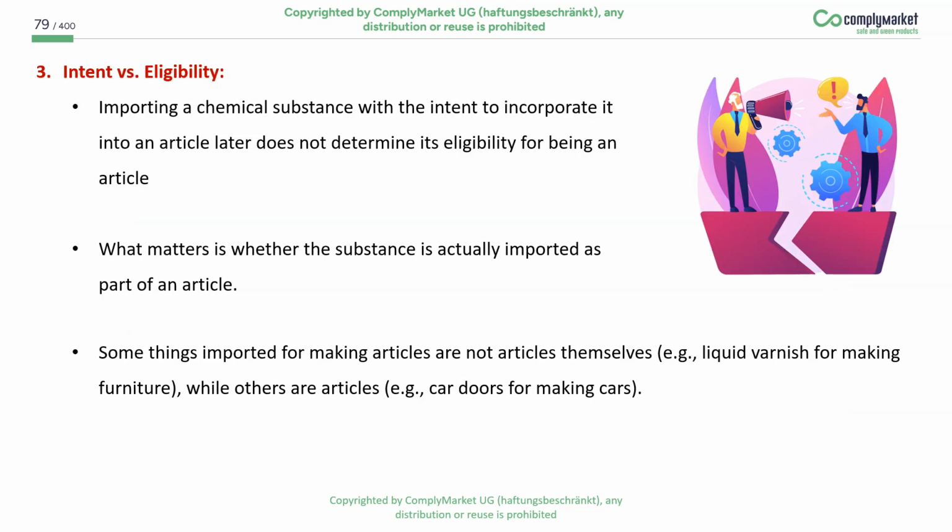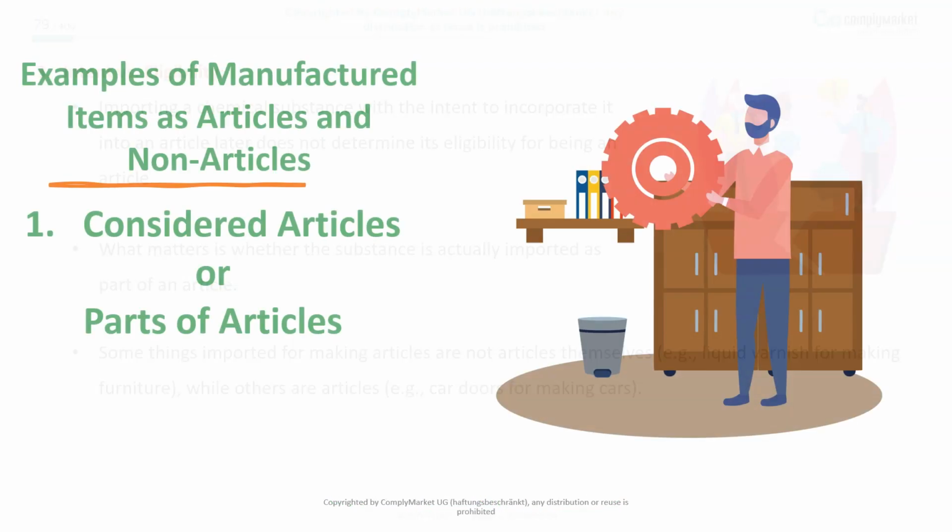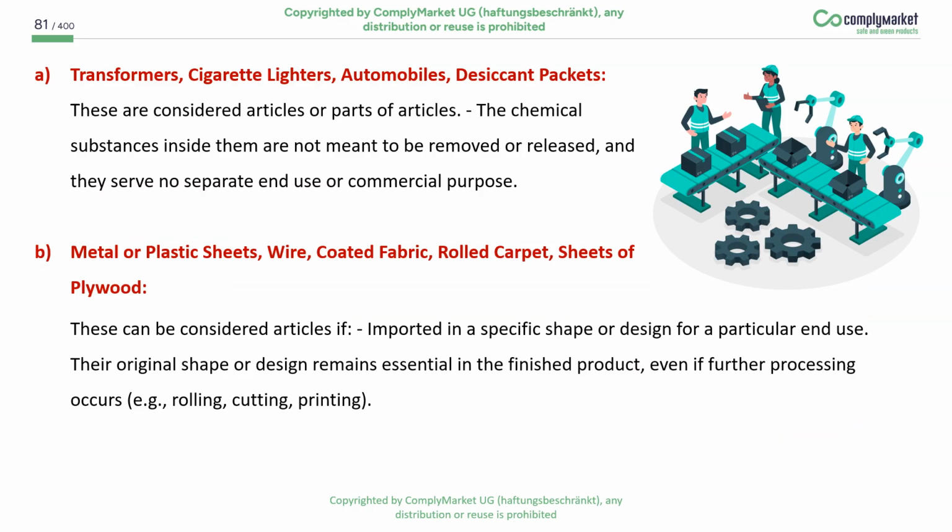And your intention matters: are you bringing it to use it as an article, or just as a container containing a substance? A container looks from outside like an article, so your intention to use the substance inside is what makes it clear. Some examples are transformers, cigarette lighters, and automobiles. The liquids inside are not separate from the article; they are part of it.